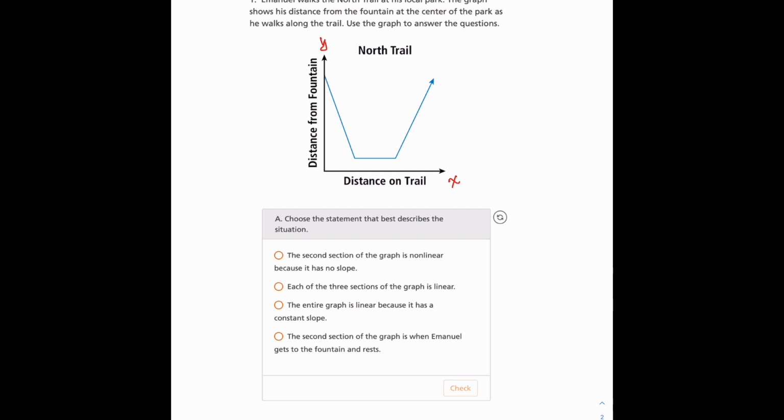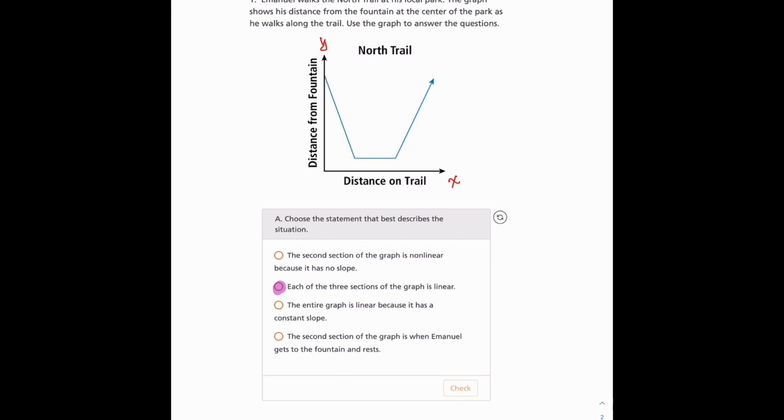The second one, each of the three sections of the graph is linear. This is true. The first section has a negative slope and it's constant. It's a constant slope. Doesn't change. So that's linear. The second section we just talked about, it is linear. And then the third section is also constant slope, definitely linear. So we know that the second one is correct. Let's check the next two just to see.